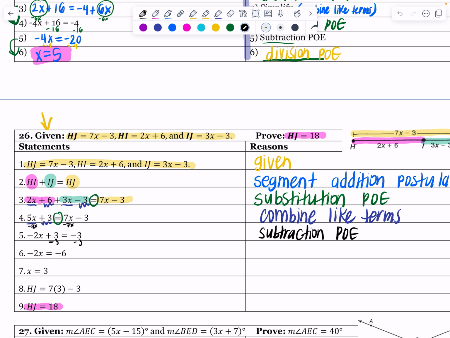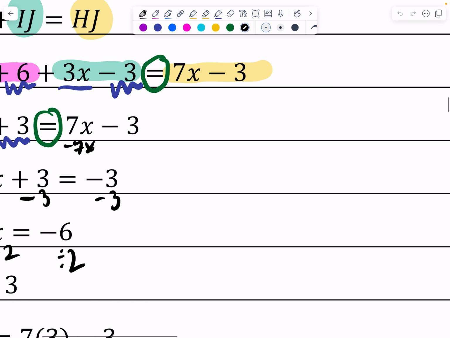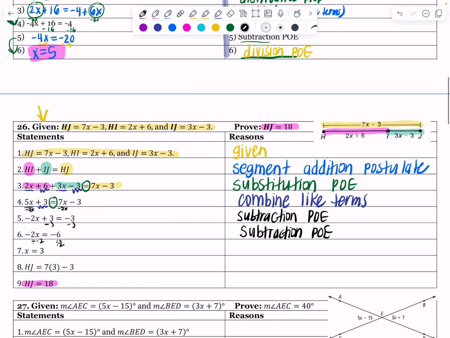They subtracted 7x from both sides, and then to get the x by itself, they'd have to subtract 3 from both sides. So again, another subtraction property of equality. And so if negative 2x equals negative 6, how would I get x by itself? I would divide both sides by negative 2. What is that called? That's our division property of equality.